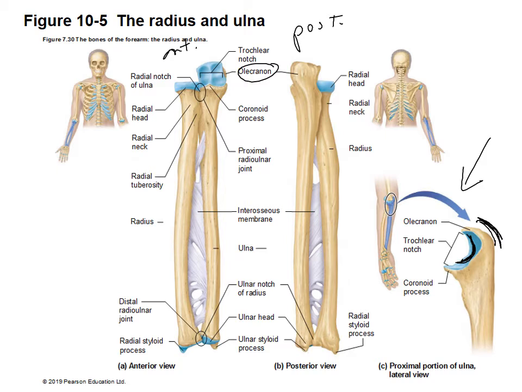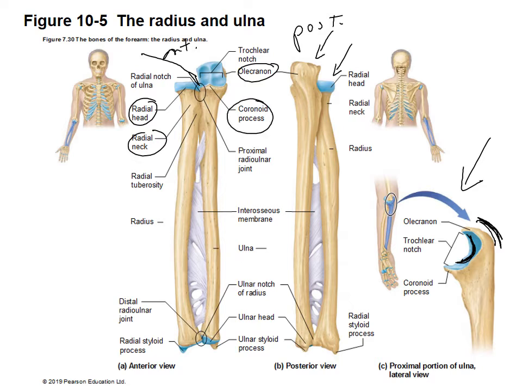So we have this is the posterior side of the ulna, and then here's the radius, and the radius and the ulna come together where they touch. There's a radial notch. There's a little notch in the ulna where the radius fits in there. So this is the head of the radius. Then we have the neck of the radius there. Then with the radial tuberosity, there's a little bump that sticks out there.